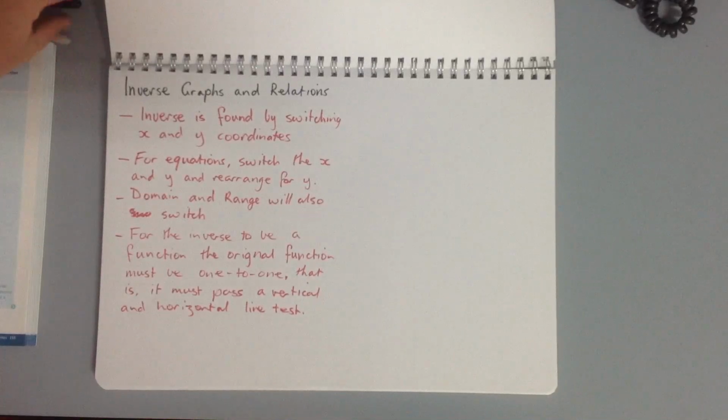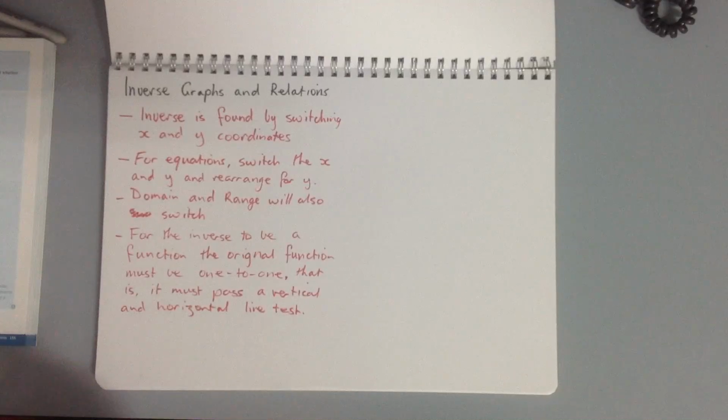The important thing to remember is that the domain and range will also switch, since we're switching our x and y's. And for the inverse to be a function, the original must be a one-to-one function. That is, it must pass a vertical and horizontal line test.